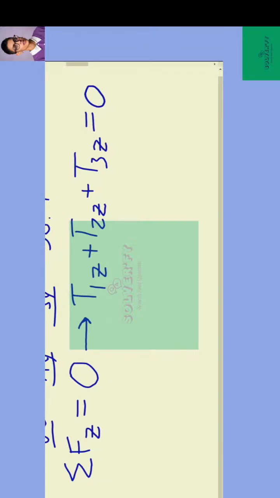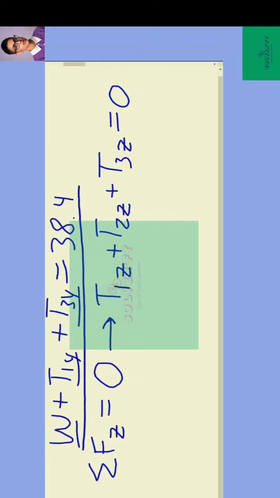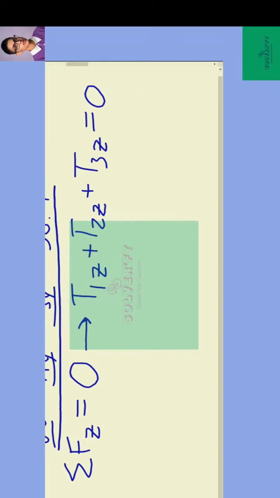What I'd like to do, since we're looking for W and it's really this equation that matters the most, I would like to put this new equation for the sum of the forces in the Z direction in terms of their y components rather than their z components.